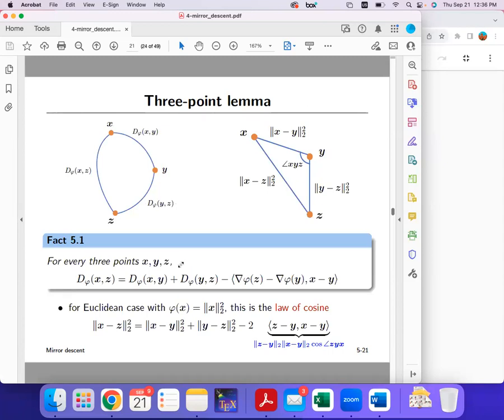Moreover, we have this three-point lemma. For every three points x, y, and z, this equality holds. The divergence between x and z is equal to the divergence between x and y plus the divergence between y and z minus this inner product term. So this gives a relation among the divergence or the distance amongst multiple points.